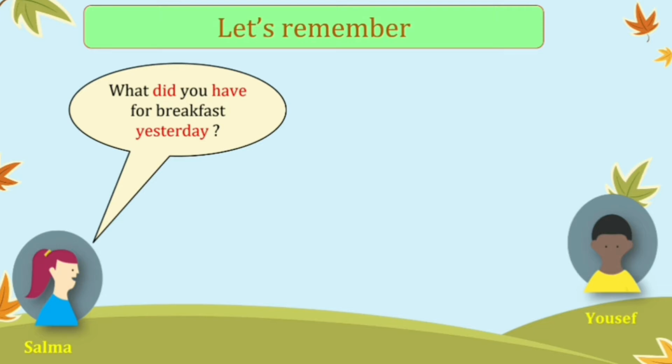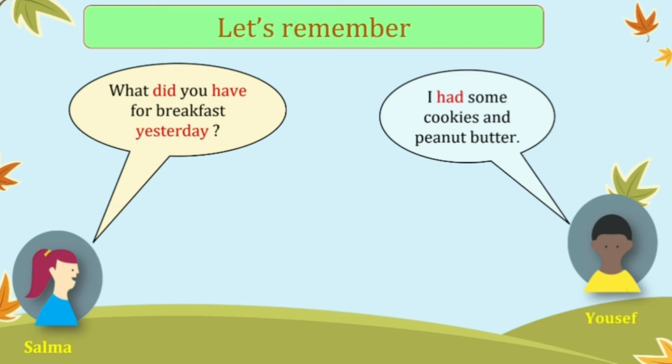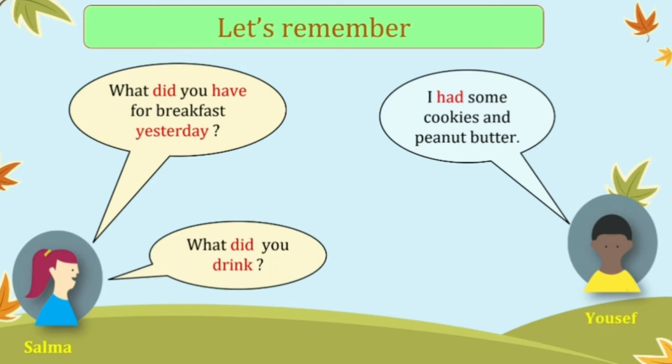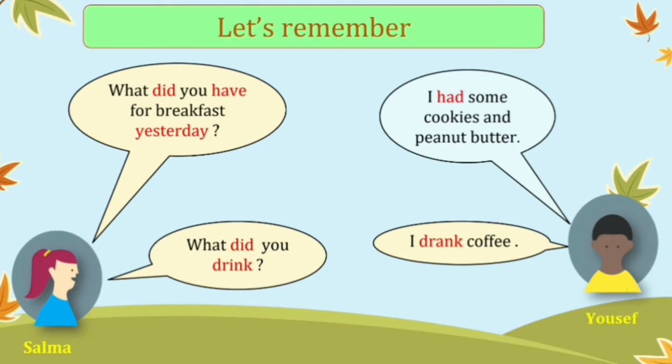What did you have for breakfast yesterday? I had some cookies and peanut butter. What did you drink? I drank coffee. After you read this conversation, what can you conclude from it? What is the tense that Salma and Yusuf used?